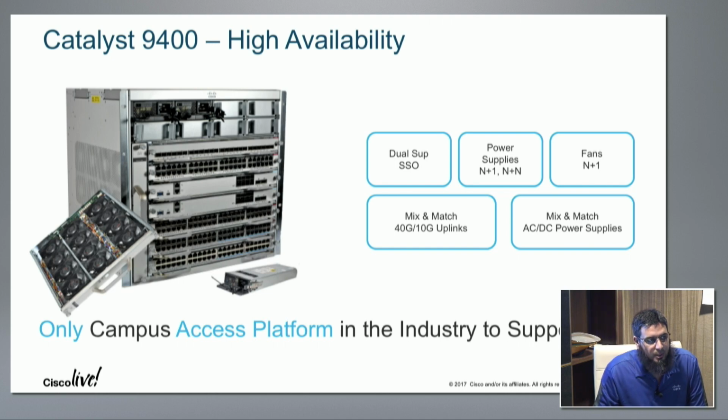Now the Catalyst 9400 was built ground up for high availability. It has dual SUP SSO option. The power supplies option, the redundancy option is also enhanced. In the Catalyst 9400, we have N plus N or N plus 1 redundancy option. So you can have, for example, 2 circuits and have 4 plus 4 power supply redundancy, or you can have 6 plus 1 or 7 plus 1 kind of redundancy as well. Fans also come in redundant N plus 1 redundancy. You can mix and match the uplinks and the power supplies the way you want, right?